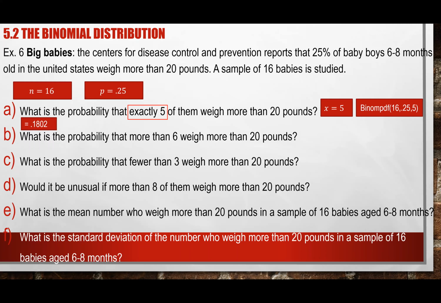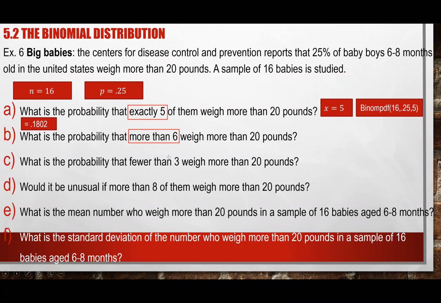Any question with A here? Anyone who does not have 0.1802? All right. What is the probability of more than 6 baby weight more than this, right? So hopefully you guys say, oh, more than. Does this say more than or equal to? No, right? It just says more than 6.